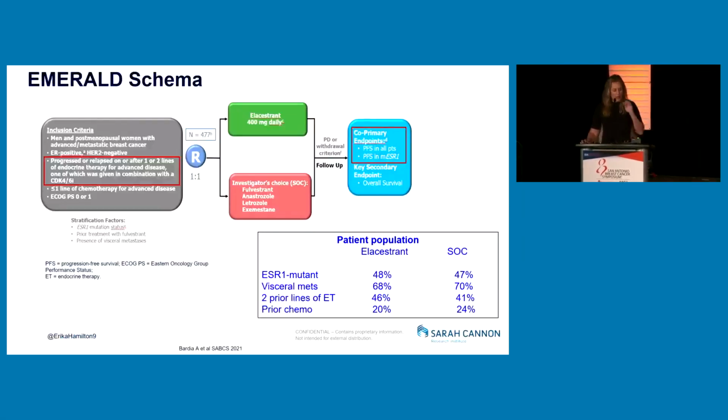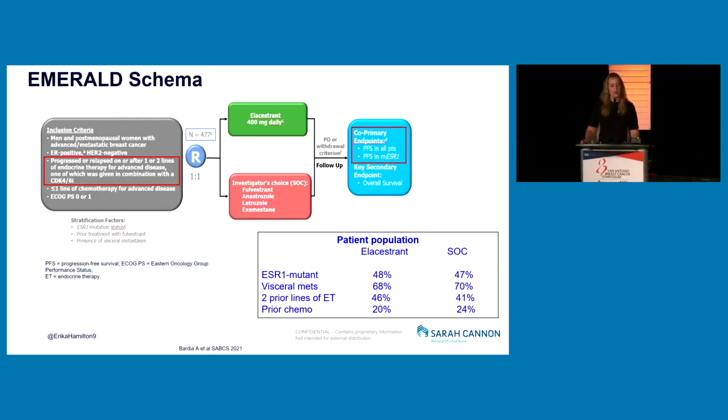So let's dive into some of the trial data. This was the EMERALD trial. These patients had progressed after 1 or 2 lines of endocrine therapy, and everyone had already seen a CDK4/6 inhibitor. You see a little less than half of our patients had had 2 prior lines of endocrine therapy. The minority, only about 1 in 5 patients, had seen chemotherapy, and ESR1 mutations were right under the 50% mark.